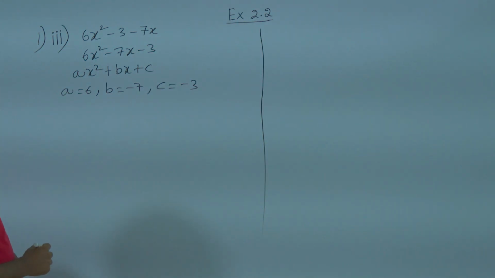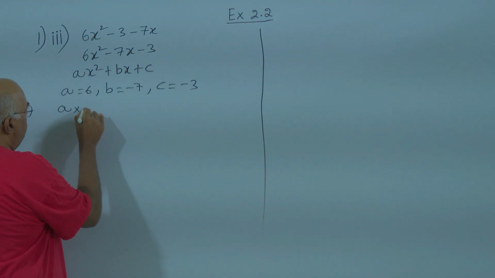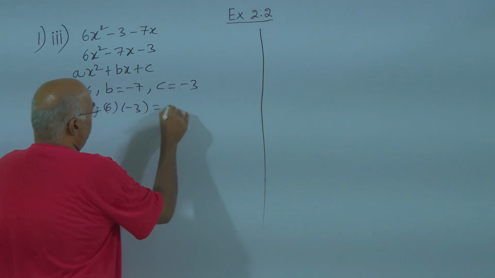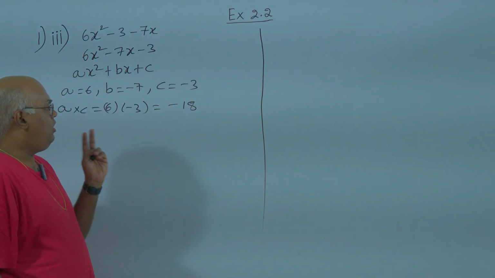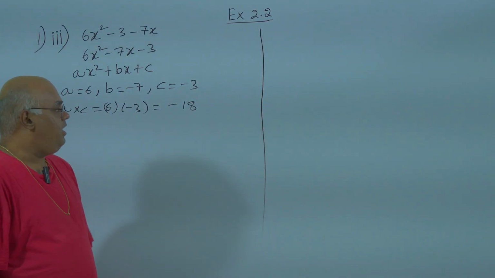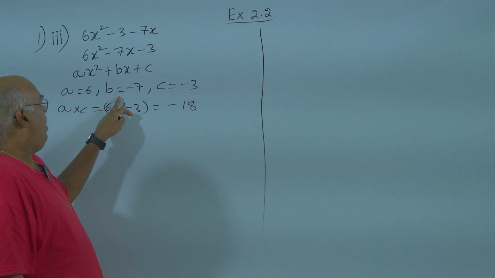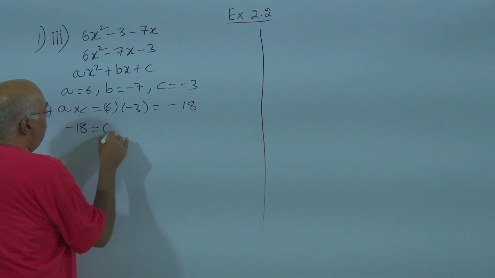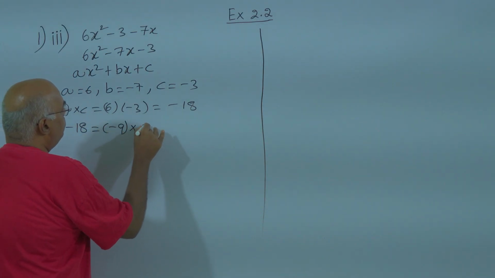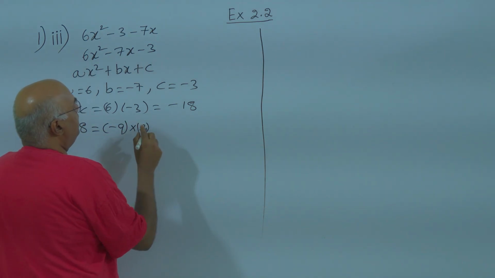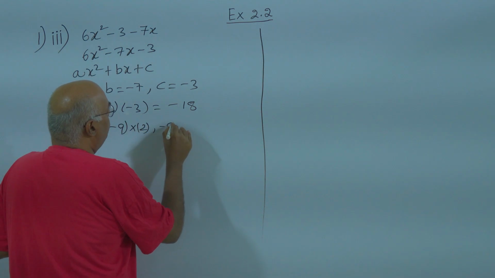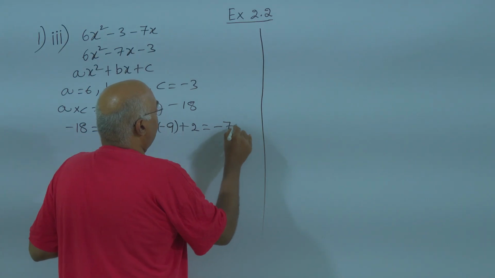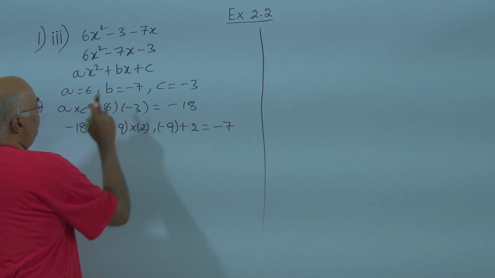Now I will find the value of a into c. So a into c is equal to 6 into minus 3, which is equal to minus 18. Now I will select two factors of minus 18 in such a way that when I add those two factors, I should get the value of b, that is equal to minus 7. So this minus 18 I will write as minus 9 into 2. Minus 9 into 2 is minus 18. If I add minus 9 and 2, I get minus 9 plus 2, which is equal to minus 7. This minus 7 is nothing but the value of b.